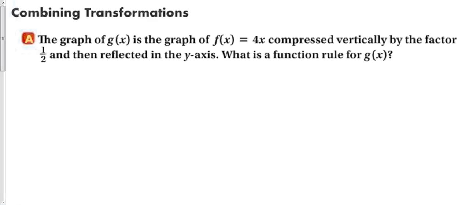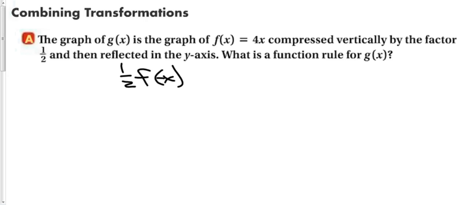Okay? So if we want to look at something like this, the graph of g of x is the graph of f of x is equal to 4x. So if we're going to start with this, okay, and we are going to compress it vertically by a factor of 1/2, and then reflect it in the y-axis. Okay, so I'm going to compress it vertically by a factor of 1/2. I just multiply it by 1/2. And then I want to reflect it in the y-axis, so I'm just going to put a negative inside the function to reflect it in the y-axis.